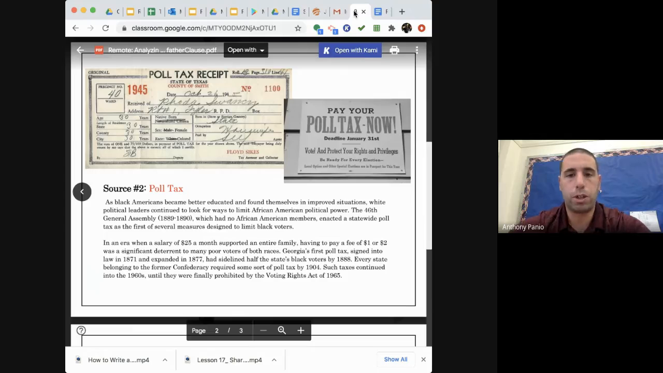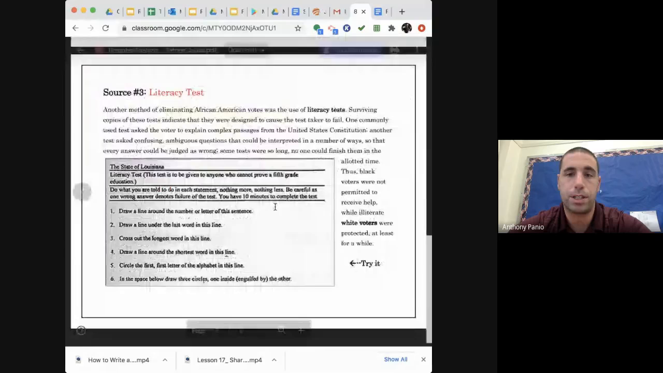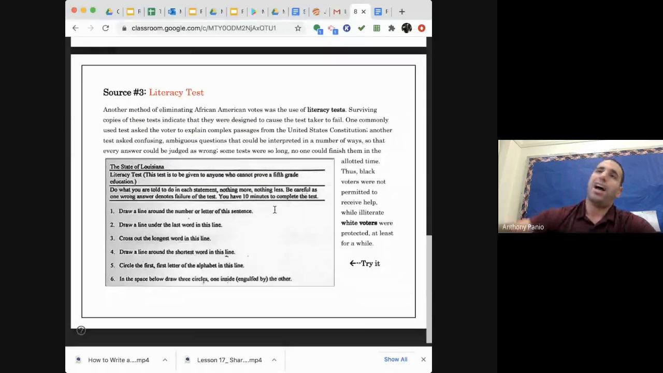The next source we're going to read is source number 3, the literacy test. Okay? I think a lot of you guys know what literacy is. You guys are in ELA. You probably understand the word literacy. It has to do with usually reading and writing. So let's look at this reading and writing test.